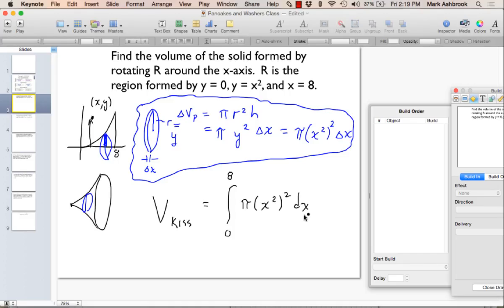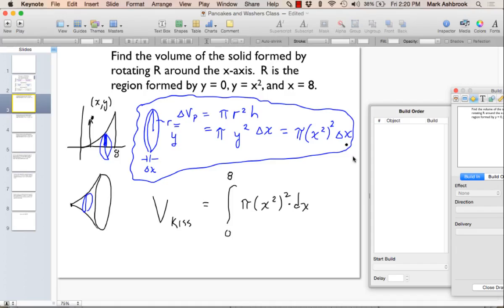So look, dx is part of the volume, right? It's the height of that cylinder. It's part of the math. This is multiplication, right? So that whole integrand with the dx is the volume of an element, in this case, a pancake.